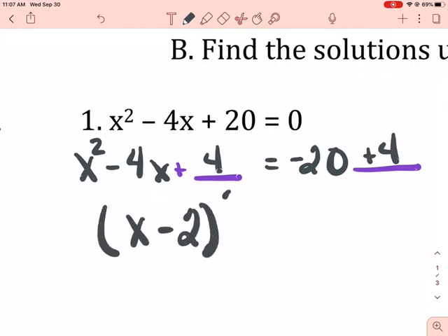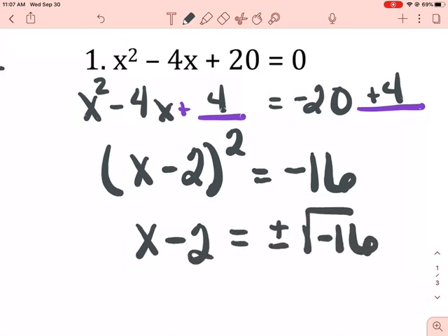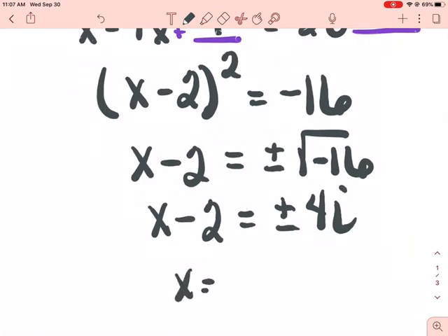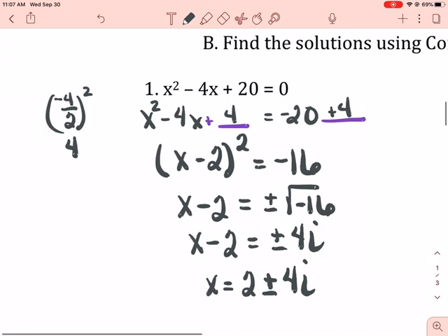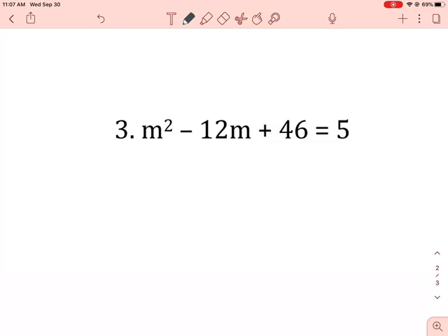We're going to factor. So we get negative 16 when we square root both sides. We get x minus 2 equals plus or minus 4i, and we add the 2. So there's our solution, 2 plus or minus 4i. And again, graphically, when we get to the negative 16, we know that this graph is not going to intersect the x-axis. All right, let's try this one down here.